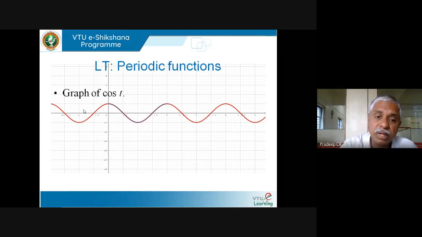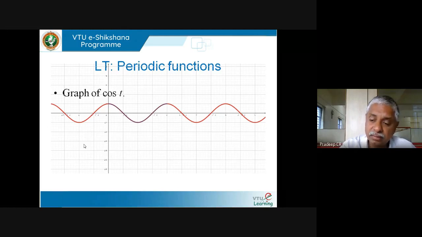What is the phenomenon? You start at any point between 0 and 2 pi. Say I start here. Here means I have walked some distance from 0 to this much. And the same distance you walk from 2 pi in this direction. Whichever point you reach, the cos at that point is the same as cos at this point. Correct? So that means cos of t plus 2 pi is cos t. Which means cos is a periodic function with period 2 pi.